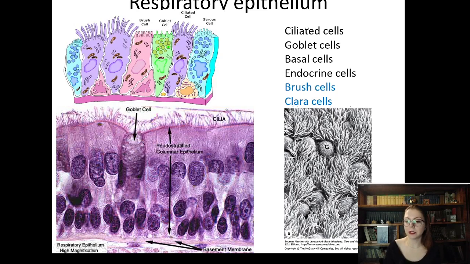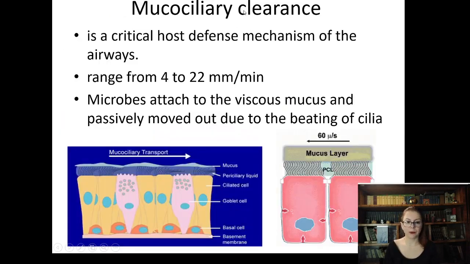Here they are listed: ciliated, goblet, basal cells, endocrine cells (small granular cells), then brush cells and Clara cells. The last two are labeled with a blue color as they are present in the respiratory epithelium, but not in the trachea, but further in the bronchial tree, at the terminal portion of the bronchial tree. But we are going to discuss them right now inside the respiratory epithelium.